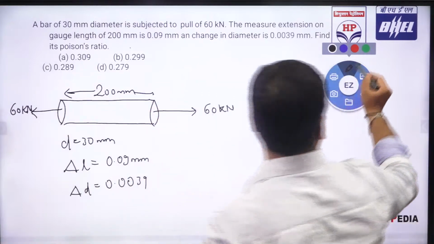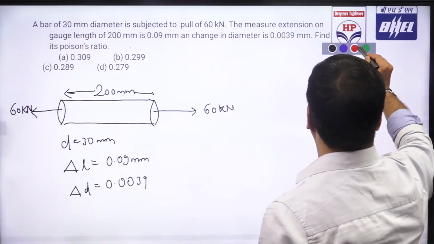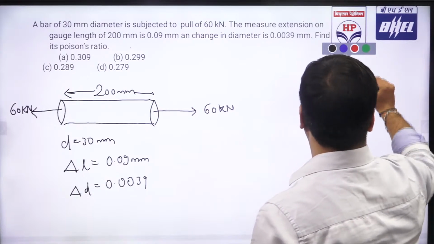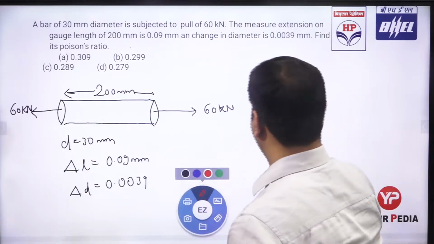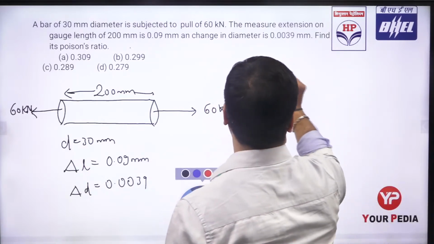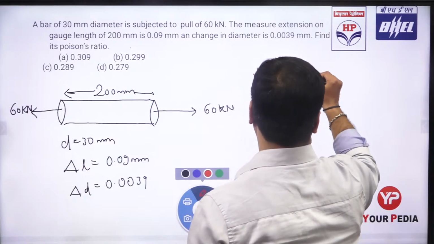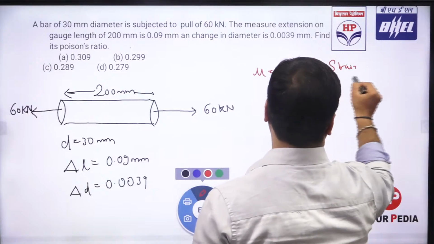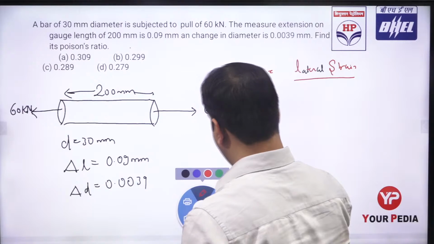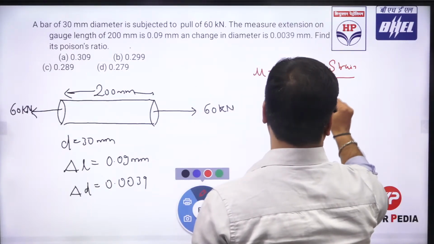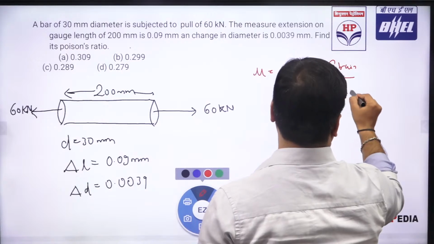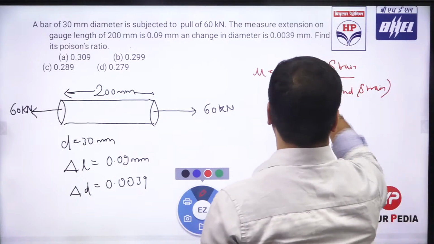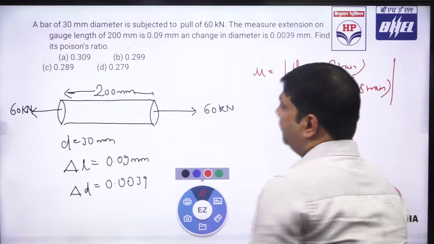So first of all, we have to know what the Poisson's ratio actually is. Poisson's ratio is known as mu. Mu equals lateral strain upon longitudinal strain. Lateral strain upon longitudinal strain, that is known as Poisson's ratio.